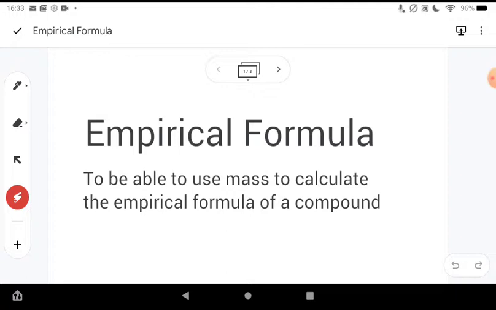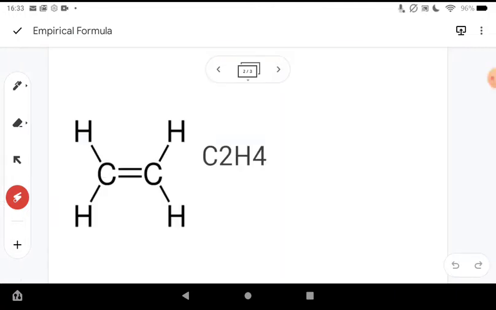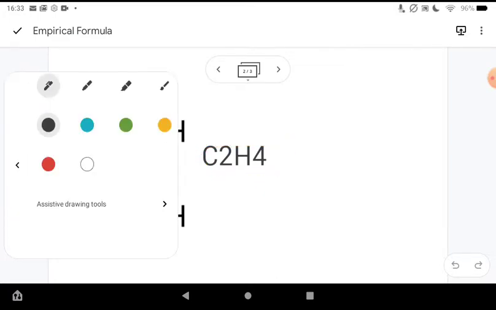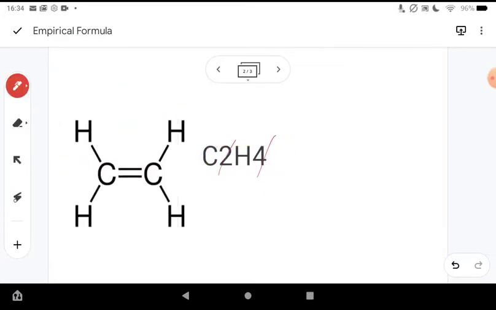But just to start off with, we need to understand what we mean by empirical formula. So the empirical formula is the simplest ratios of the elements in a compound. So if I give you an example, this is ethene. It's got 2 carbons and 4 hydrogens. Therefore, its molecular formula is C2H4. However, because 2 and 4 are both divisible by 2, we can divide that by 2 and I get an empirical formula of CH2.